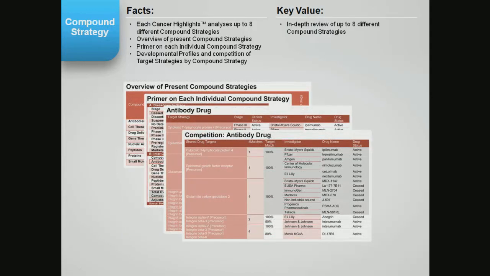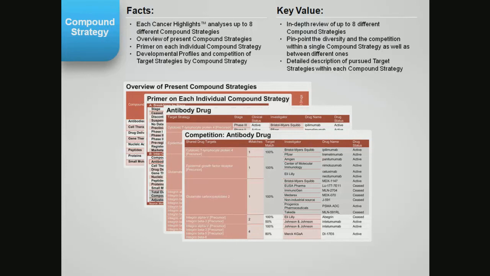The key value in Pillar 3 is that it provides an in-depth review of up to 8 different compound strategies and pinpoints the diversity and the competition within a single compound strategy as well as between different ones. And finally, it provides detailed descriptions of pursued target strategies within each compound strategy.